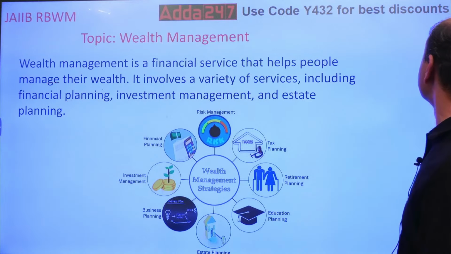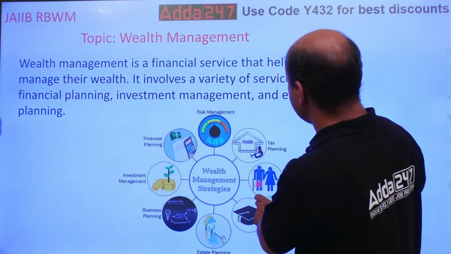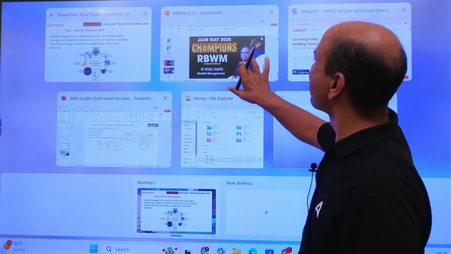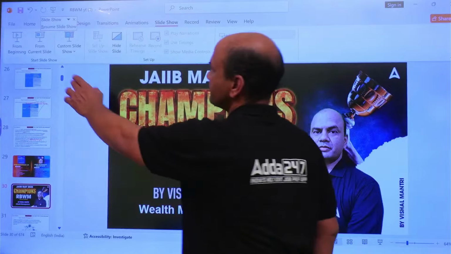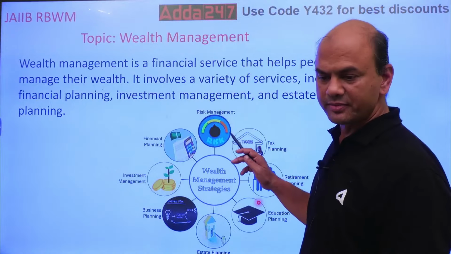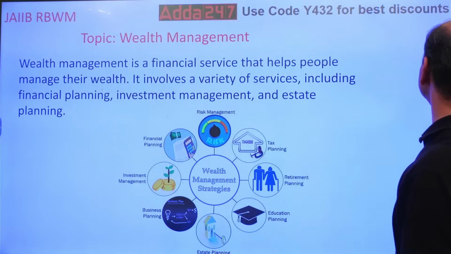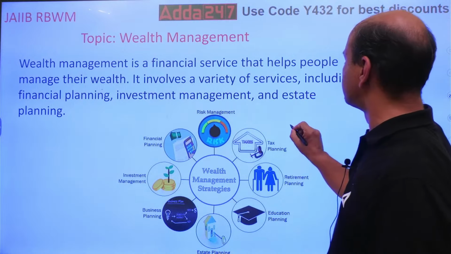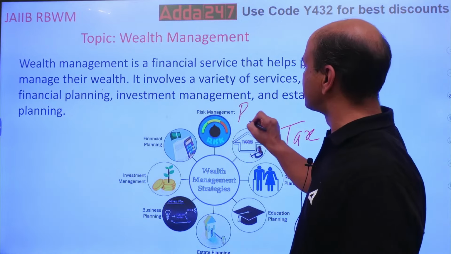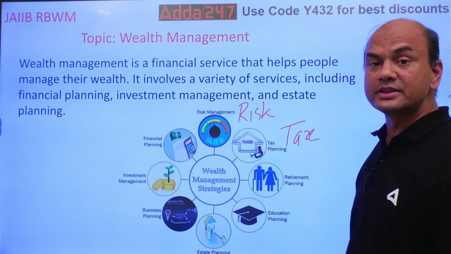Let's see. So, wealth management includes, number one, risk management. Second, it includes tax planning. This is tax planning. Okay? This is risk management. Risk. You have to follow the risk. Risk means what? You shouldn't put your money in a risky asset.